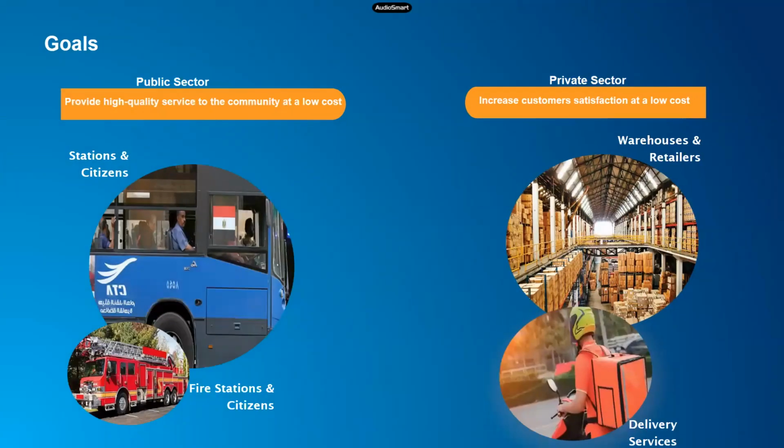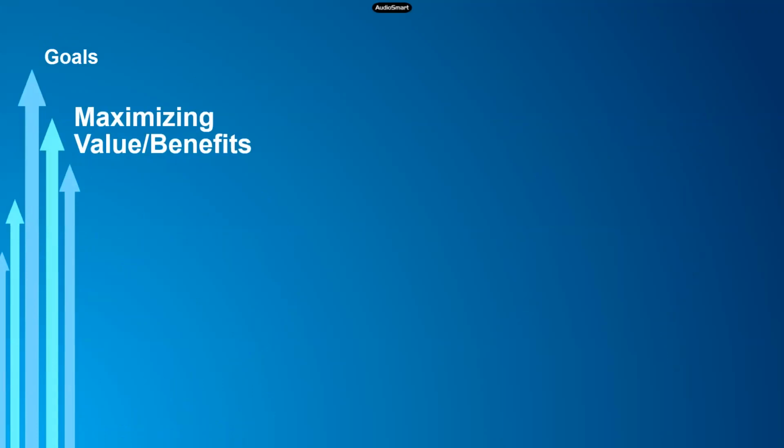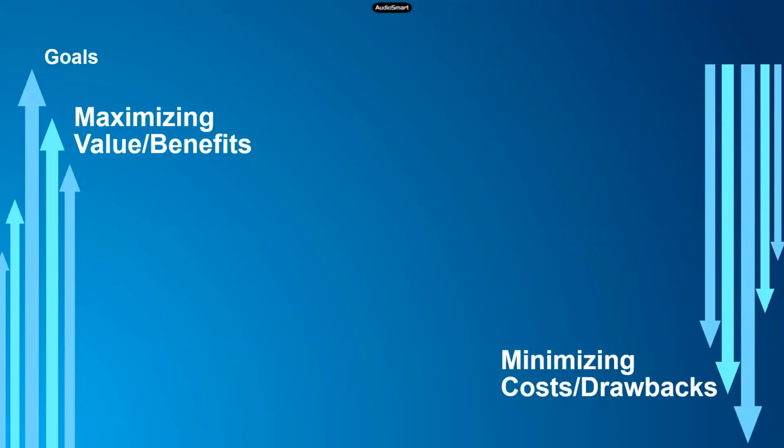Usually the goals behind the optimization of supply and demand in the public sector could be to provide high quality service to the community at a low cost. For example, where to allocate my bus stations, where to have my fire stations, where to have my hospitals, to be able to better serve my public. For the private sector, it could be warehouses and retailers, as in the example I just explained, or how to optimize my delivery service and make it as efficient as possible in terms of cost and pricing. So we try to help maximize the value and the benefits and minimize the costs and the drawbacks.